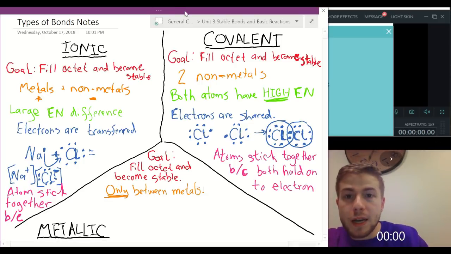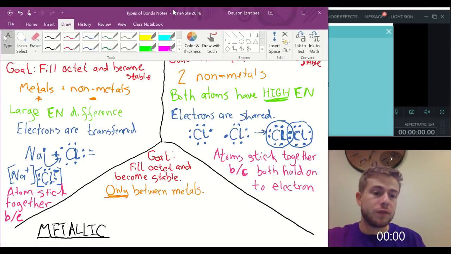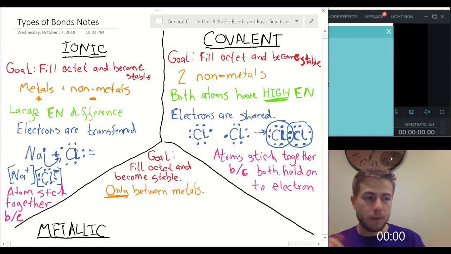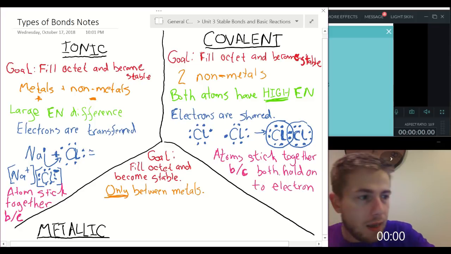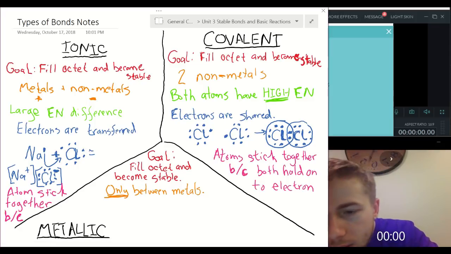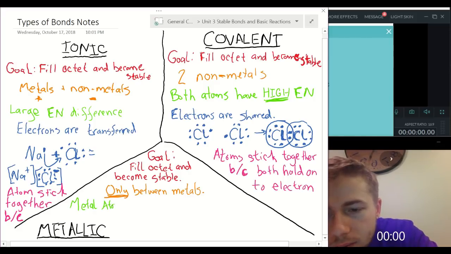And so we're going to write that in green because that matters as far as what they do. If they have a pretty loosey-goosey hold on them, then neither one's going to steal electrons, because they don't want them very badly. So we're going to say metal atoms.